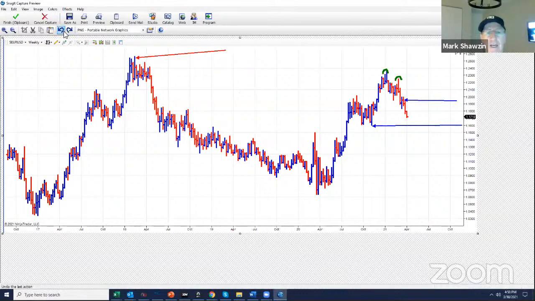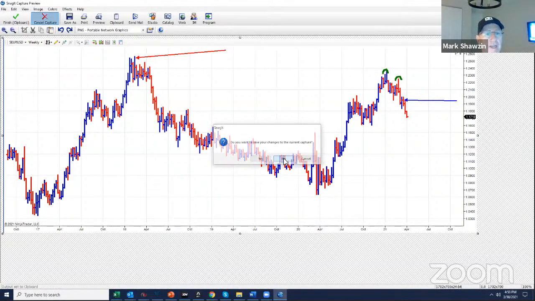But again, I used this weekly pattern to take 300 pips. I got in at 119.37, it's 117.18. So I've got over 200 pips and I've been sitting in it for two to three weeks. So again, this is a great example of how you use the weekly charts.